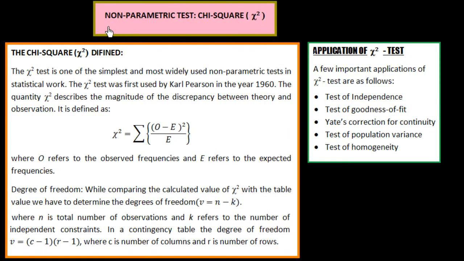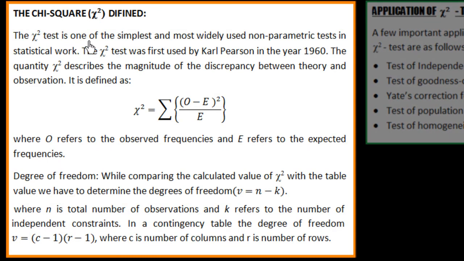Hi friends, in this session of non-parametric test we study about the chi-square. So first I would like to define the chi-square. The chi-square test is one of the simplest and most widely used non-parametric tests in statistical work. The chi-square test was first used by Karl Pearson in the year 1960. The quantitative chi-square describes the magnitude of the discrepancy between the theory and observation.